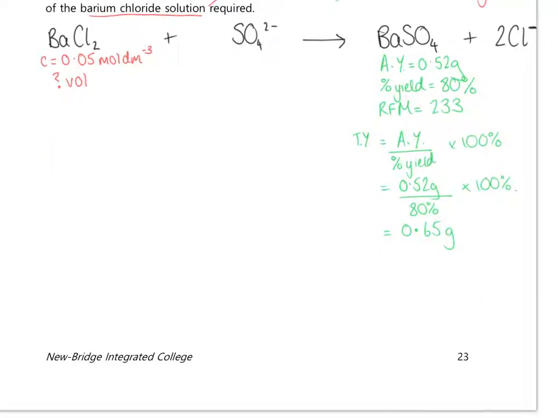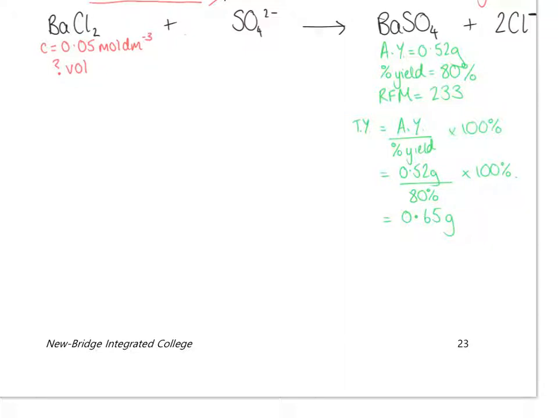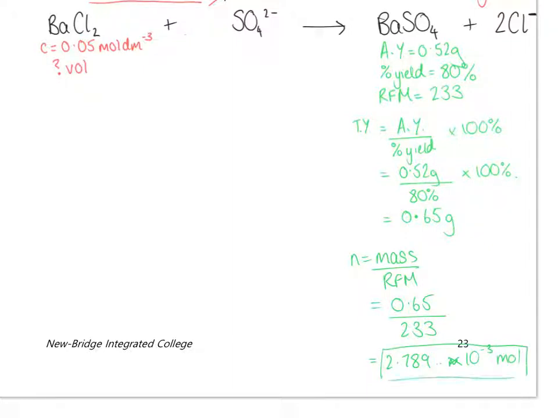So I need to convert this to moles, and I do that using the equation n equals mass over RFM. The mass is 0.65 grams. Your RFM, which we worked out earlier, is 233. That gives you a number of moles of 2.789, and it continues on, times 10 to the minus 3 moles. I can bring that over now to my barium chloride solution. It's a 1-to-1 ratio.